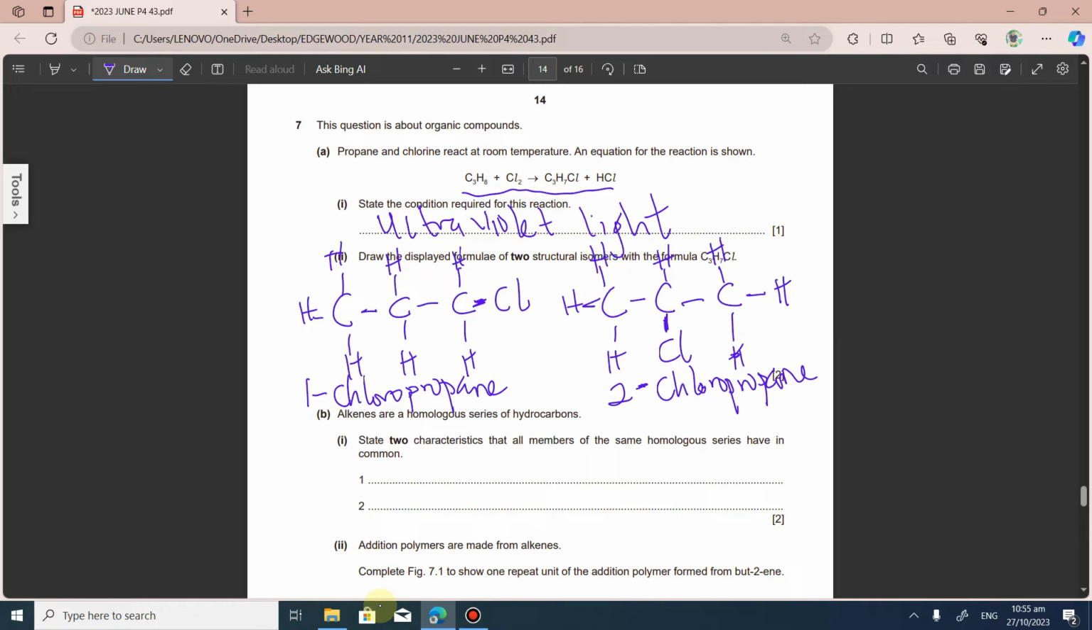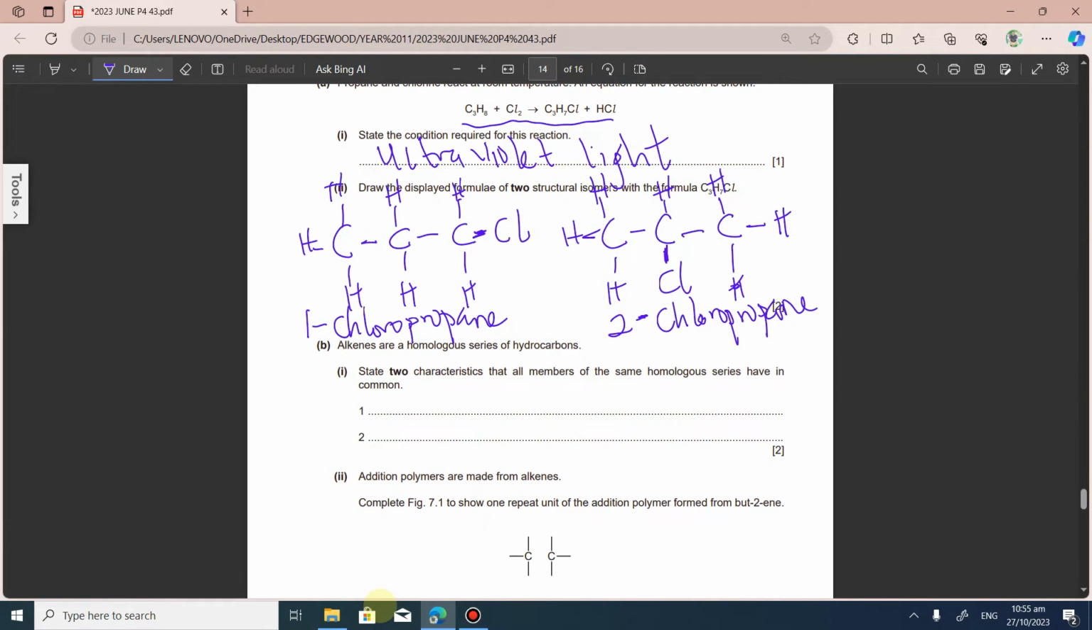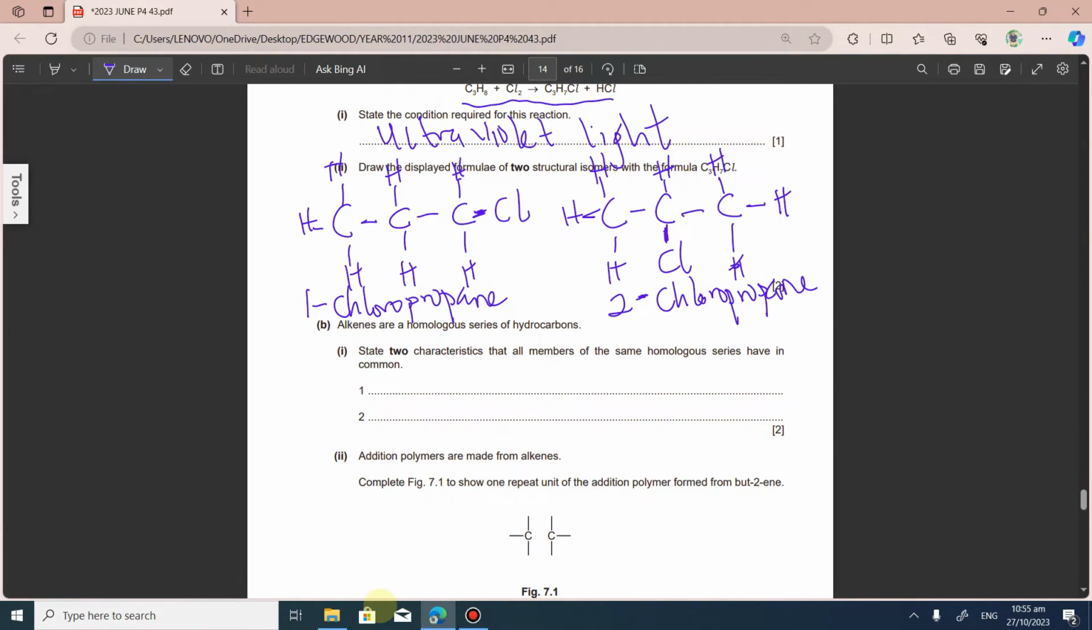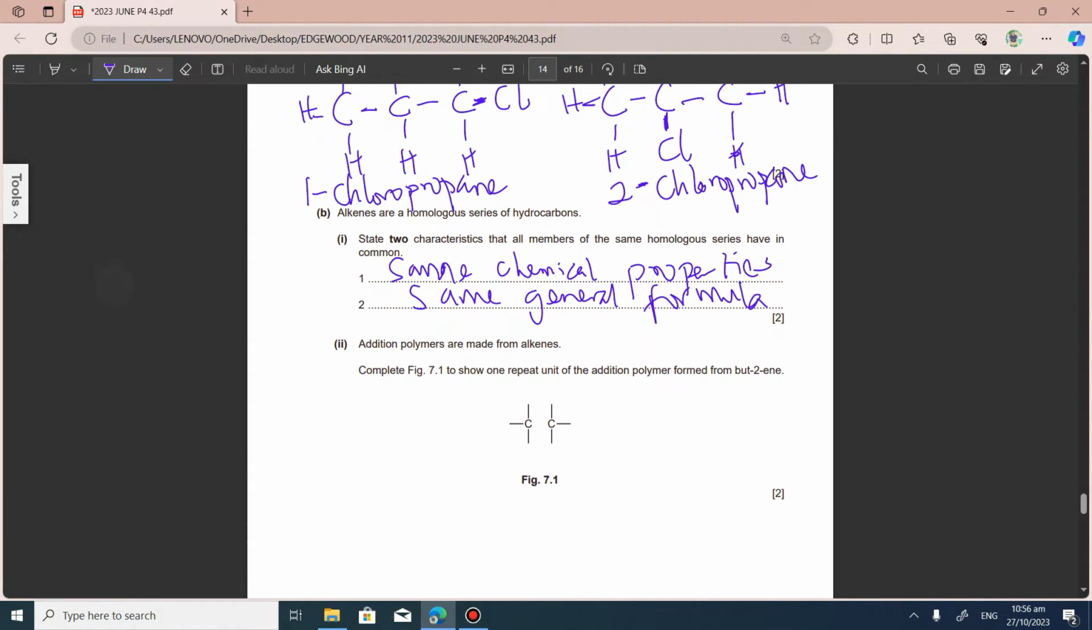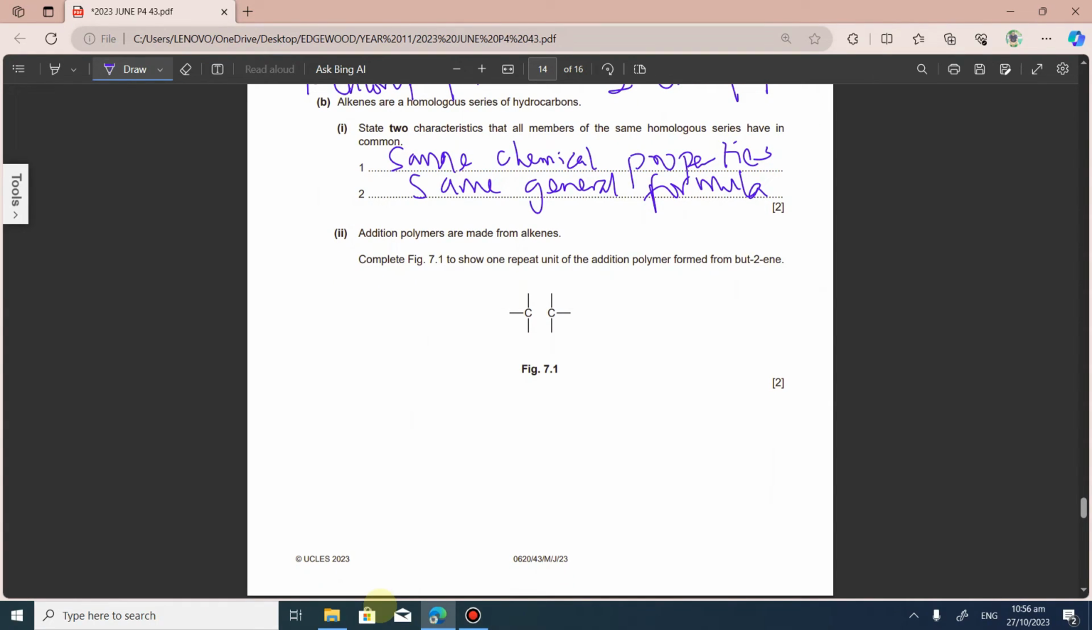State 2 characteristics that all members of the same homologous series have in common. Okay, alkenes are a homologous series of hydrocarbons. So one property we can use is they have the same chemical properties. So members of the same homologous series have the same chemical properties. That's one, and they also have the same general formula. So that's another way to identify member of the same homologous series. You could also add that they have the same functional group. So that's for that.